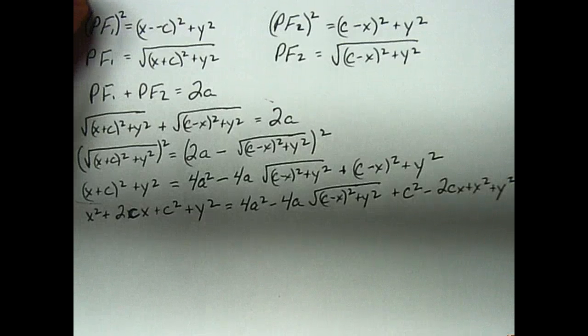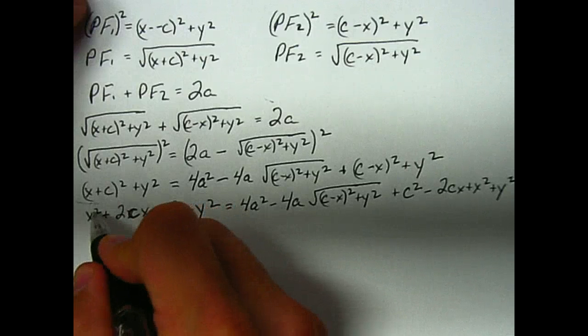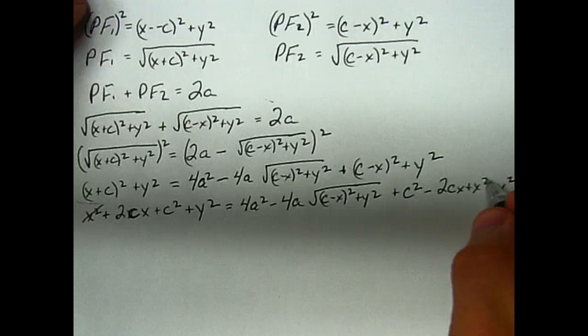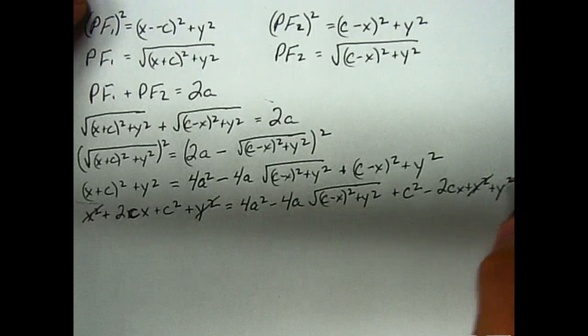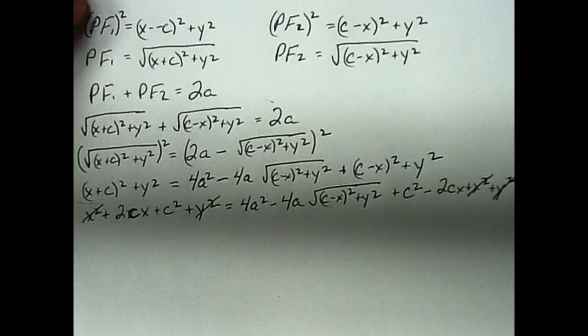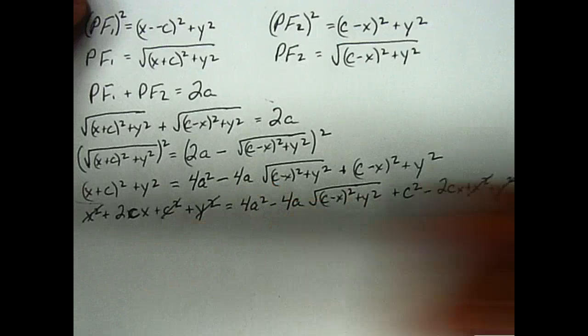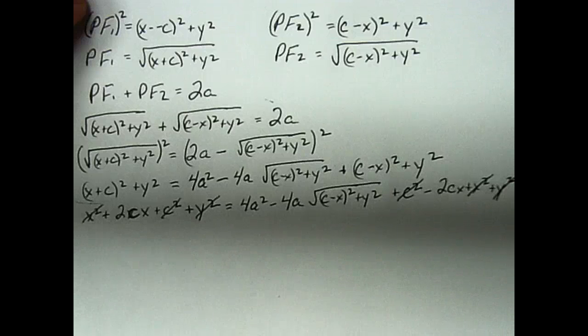Wow, I can hardly fit that into the line. Okay, but now a couple of nice things happen. I've got x squared is the same on both sides, so we can get rid of those. y squared is the same on both sides, we can get rid of those. c squared is also the same on both sides.